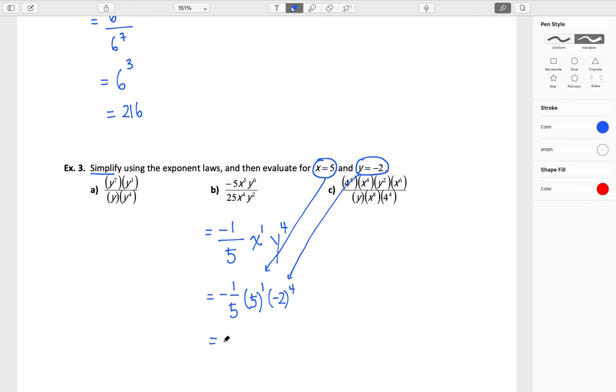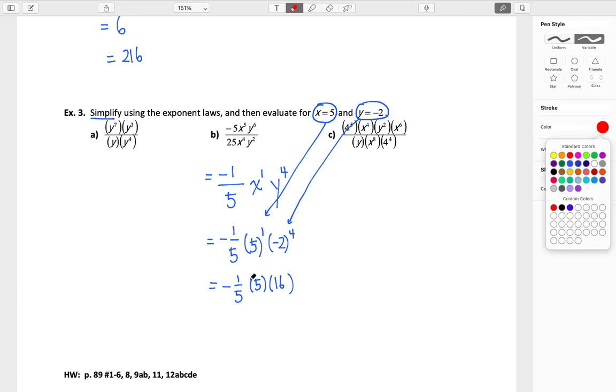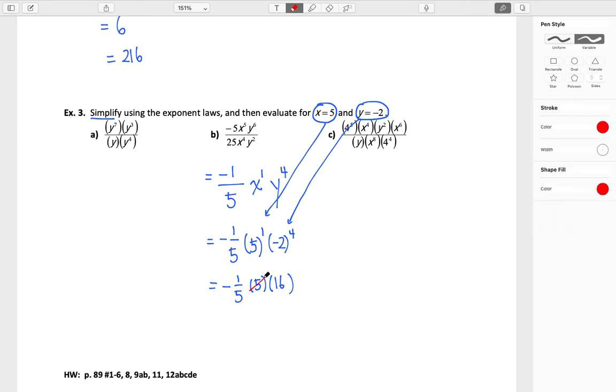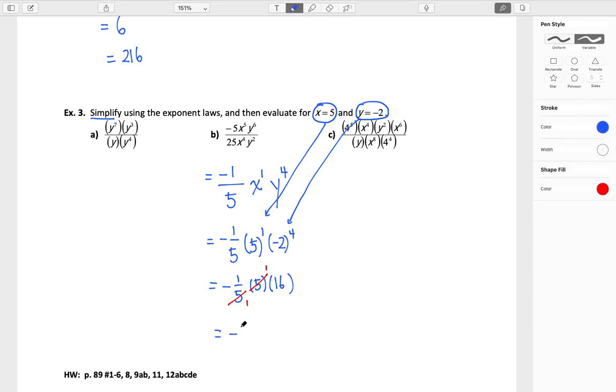So let's see. -1/5. 5 to the 1 is 5. And -2 to the 4 is 16. So when you multiply, you can do -1 times 5 times 16 divided by 5. Or you will notice that 5 and 5 cancel out. So my final answer is going to be -16. Okay.